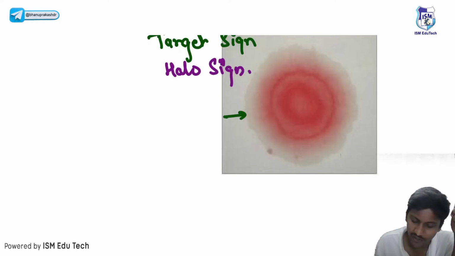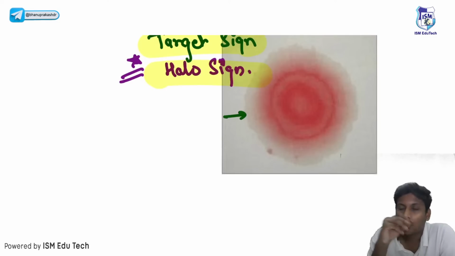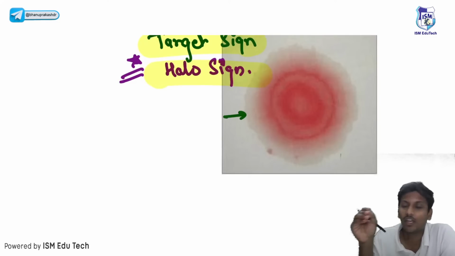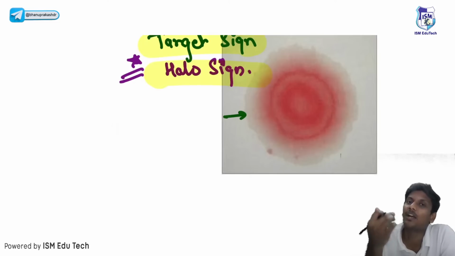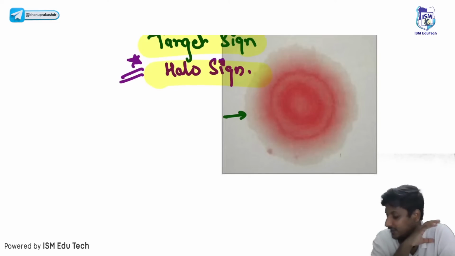So on a filter or blotting paper, you will be able to see the target or halo sign. Important: the target or halo sign will not be seen in a case of only CSF rhinorrhea. It is usually seen in cases of bloody CSF rhinorrhea, when there is blood along with CSF coming out from the nose. Only in that condition will you be able to see these two important signs.